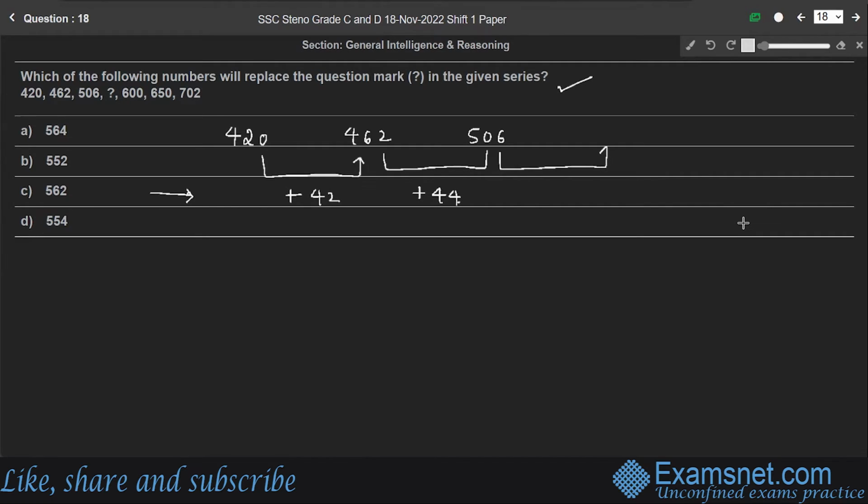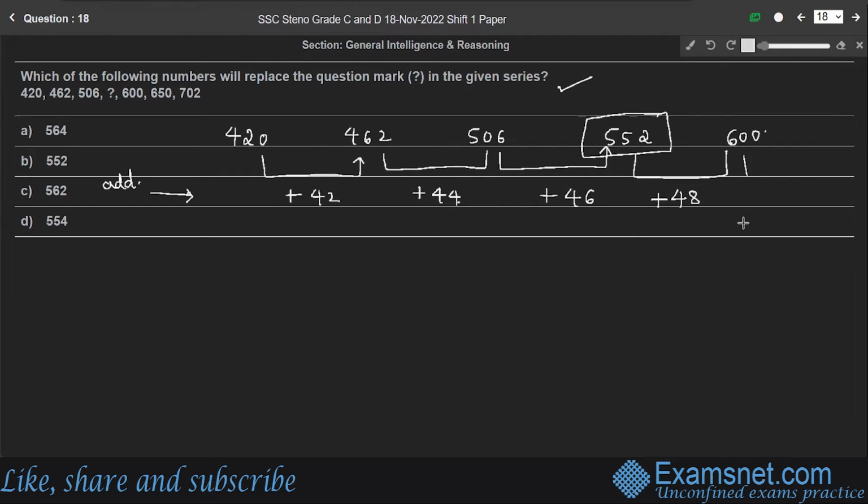Therefore, the next number to be added should be 46. 506 plus 46 is 552. Am I right? Yes, 552. Right? So that 552 plus next number to be added is 48. So it becomes 600. Therefore, the answer is verified. Therefore, fourth number is 552.